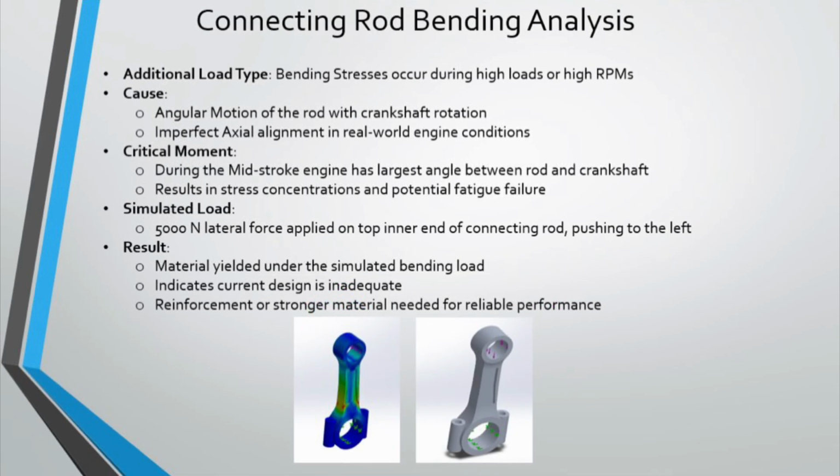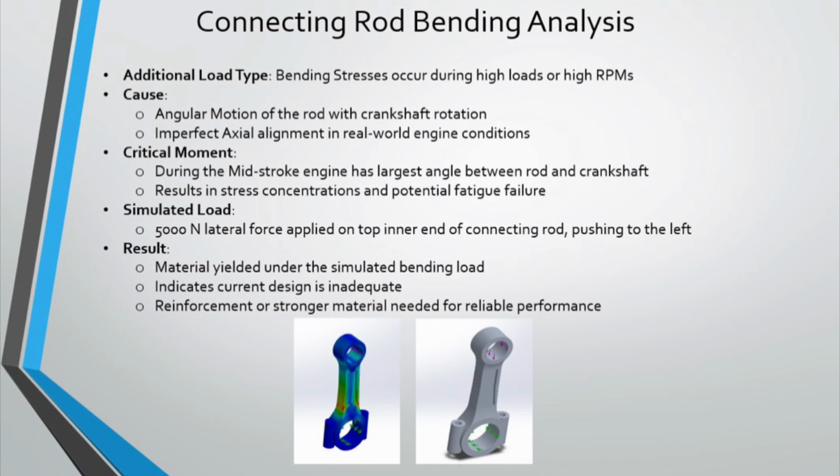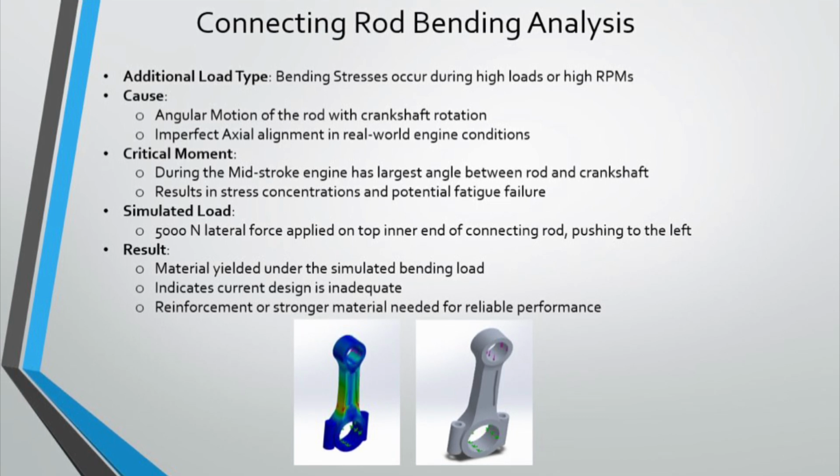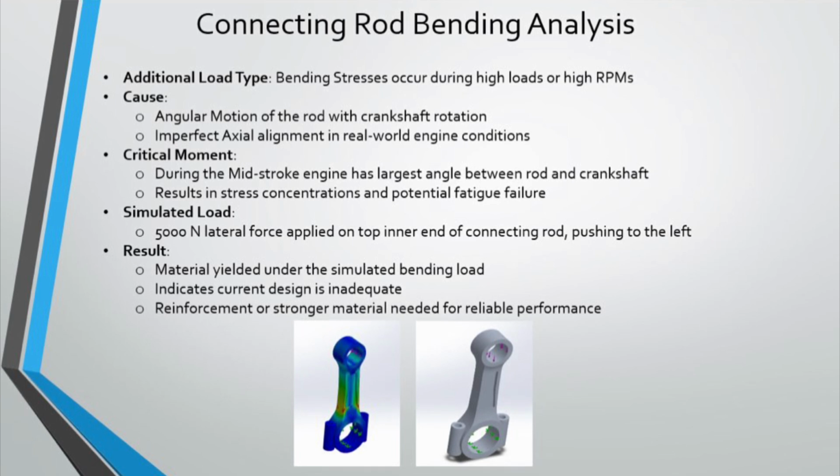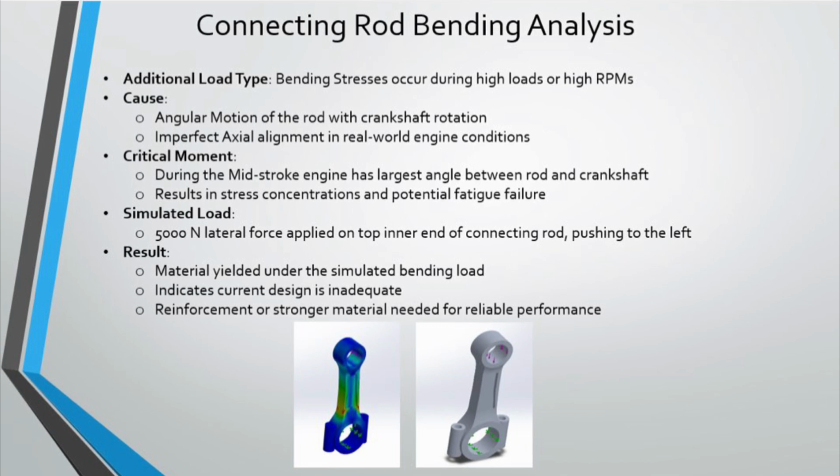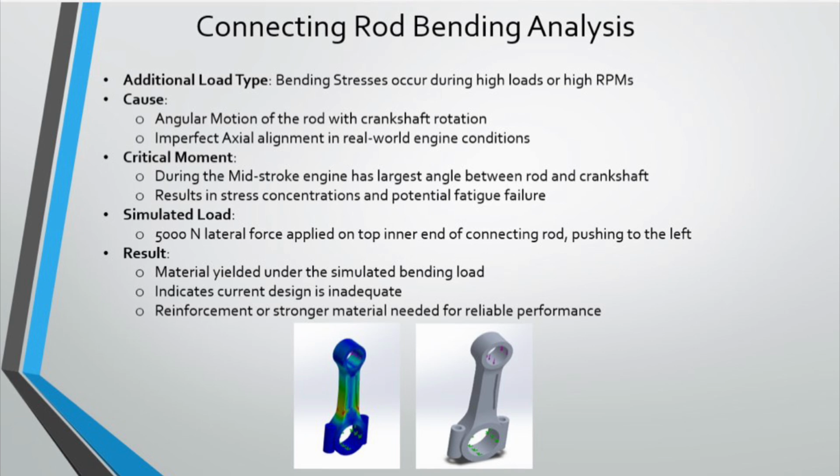Although the connecting rod is primarily designed to undergo axial loads, it also receives high bending stresses. The bending stresses occur due to the angular movement that the rod does while the crankshaft is also rotating. This will happen when the engine is on its midstroke, where the angle between the rod and the crankshaft is at its largest point, leading to so much stress that could cause fatigue failures. For this study, we used 5,000 newtons to simulate.